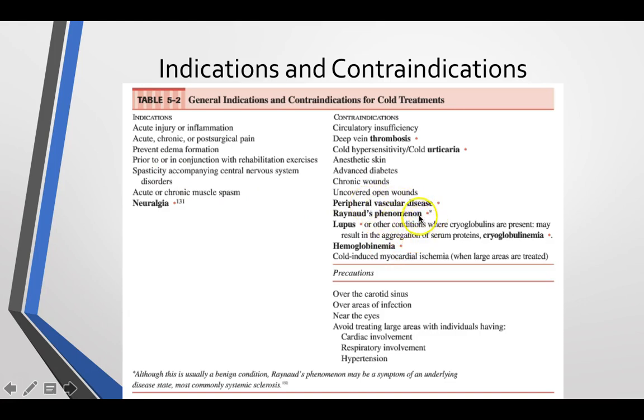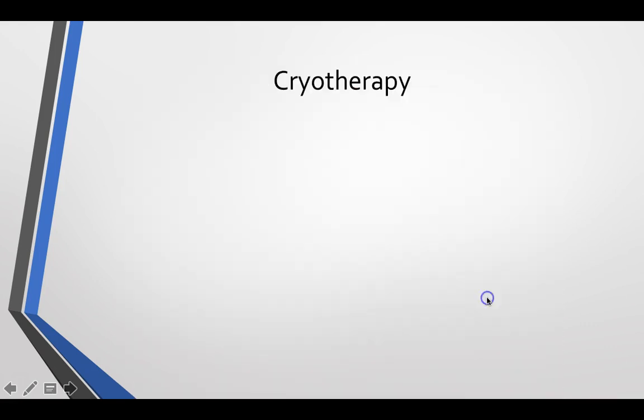So we'd want to be aware of that if someone's demonstrating that. Lupus or other conditions are problematic. Hemoglobin anemia, so decreased hemoglobin in the blood. Cold-induced myocardial ischemia, especially when we're treating larger areas, if we were going to put someone in a tub or something like that. And then our precautionary areas for cold: over the carotid sinus, areas of infection, anywhere near the eyes. Again, any kind of cardiac involvement, respiratory involvement, or hypertension.